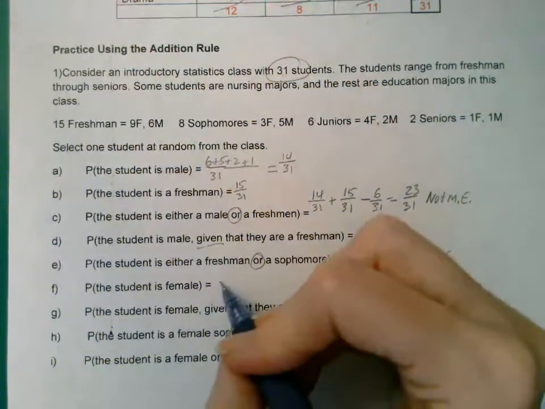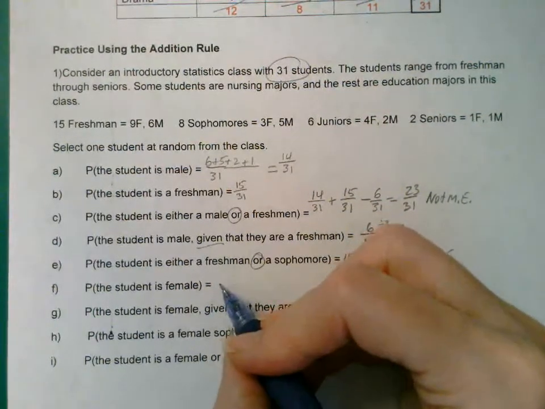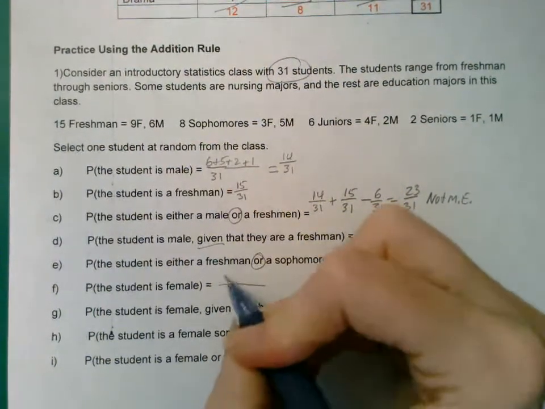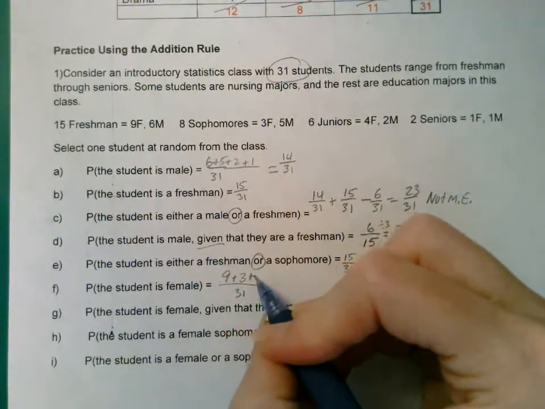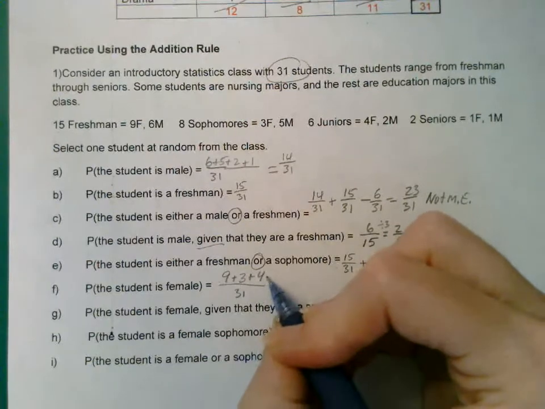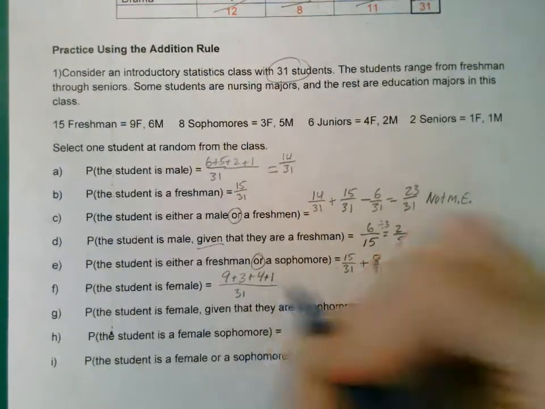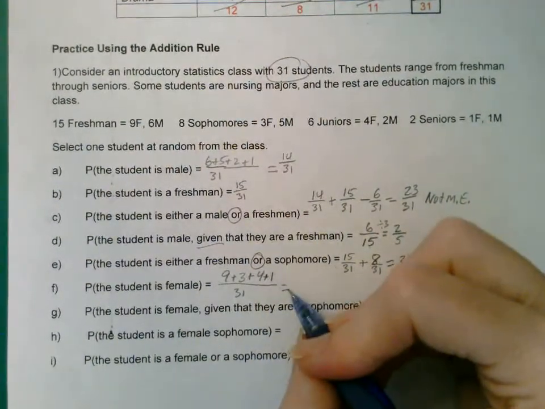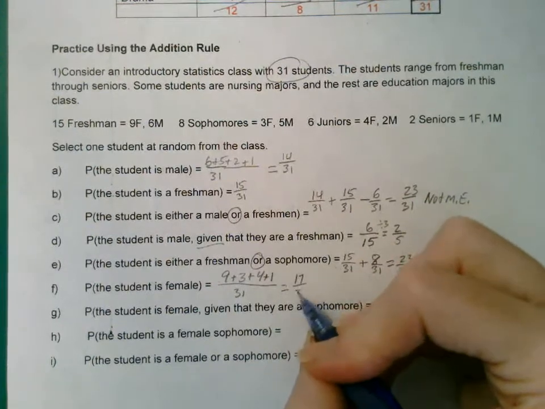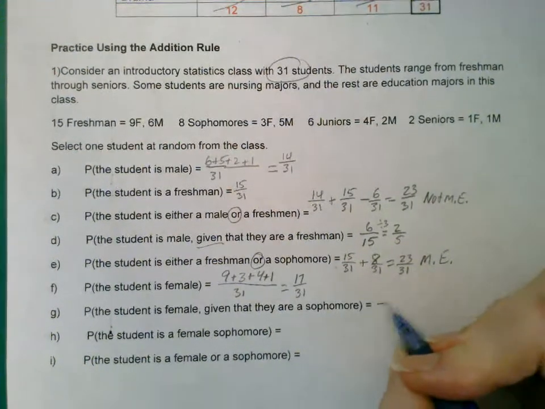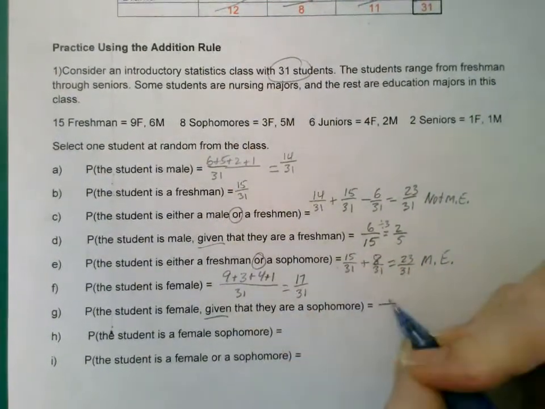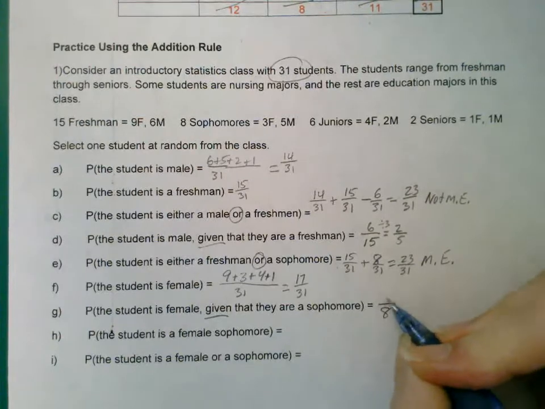Okay, a student is female. Let's see, we have 9 freshmen, 3 sophomores, 4 juniors, and 1 senior. That is 17 out of 31. The student is female given that they're a sophomore. Given that they're a sophomore, they're female.